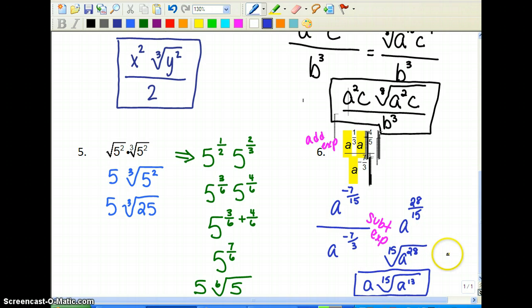Now some people have started to skip this step because they've noticed that 15 goes into 28 once, and then there would be 13 left over. That's fine if you're skipping that little middle step there. All right, so we will practice some more of these in class, and that is it for 5.7.